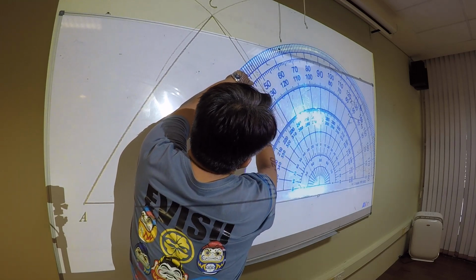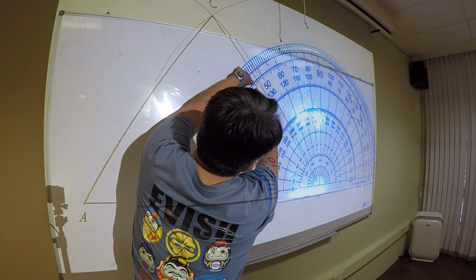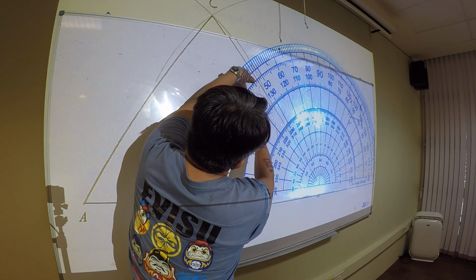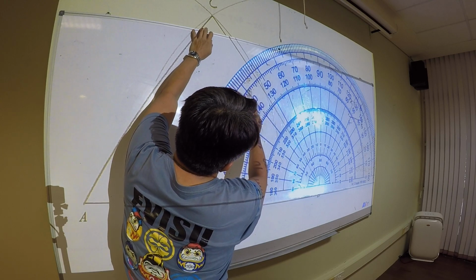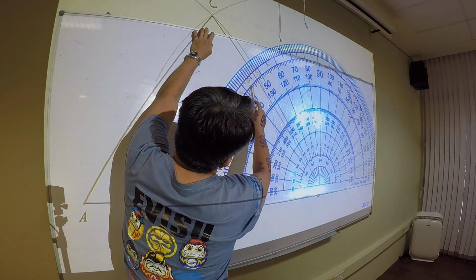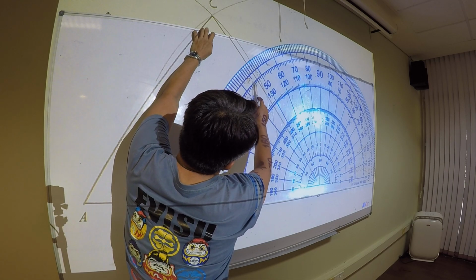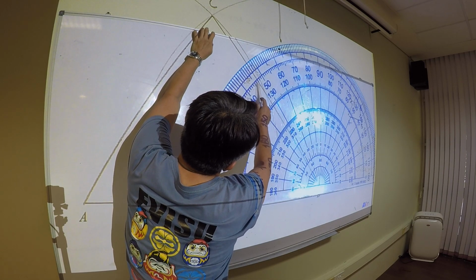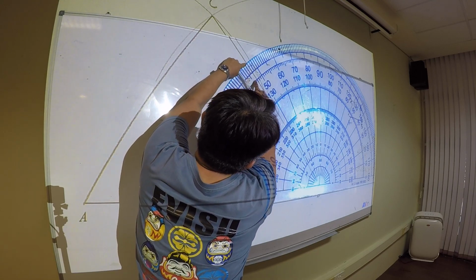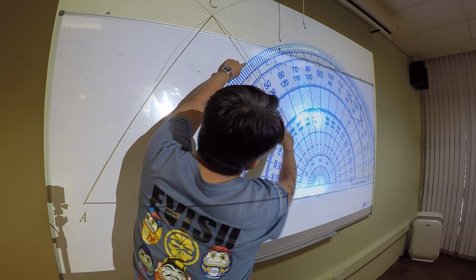This is 50, this is 40. In between is 45. So each of these small ones is actually 1. So 40, 41, 42, 43, 44, 45, 46, 47. Okay, so this line actually goes through my 47.